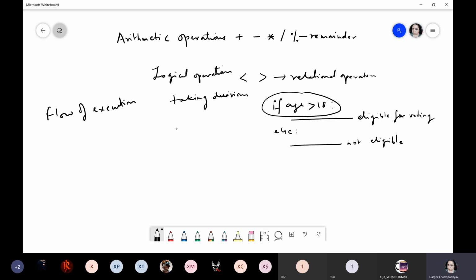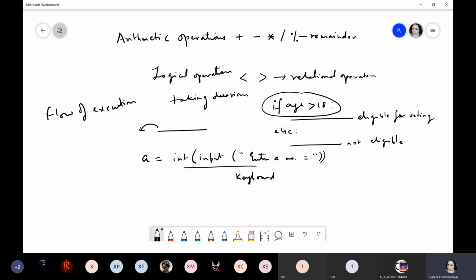Understood? When you are taking input from the user console, that is from the keyboard, data has to be saved somewhere. Like you write a equals int input, enter a number. So you write this. So what is happening in this statement? Some input is being asked from the user. You will be using what? You will be using a keyboard.